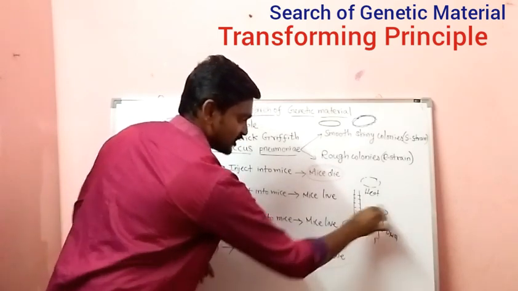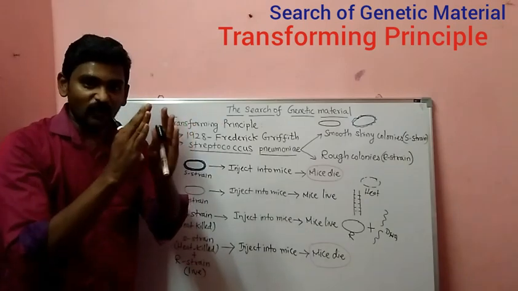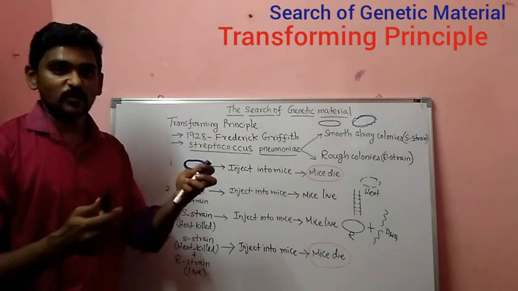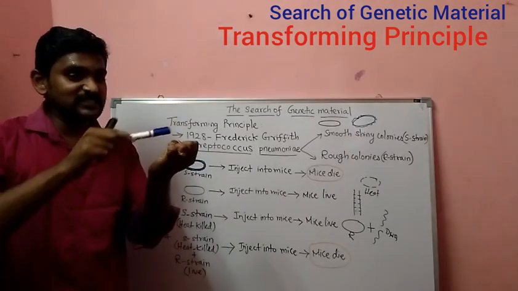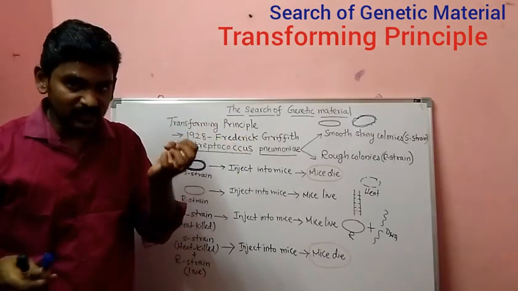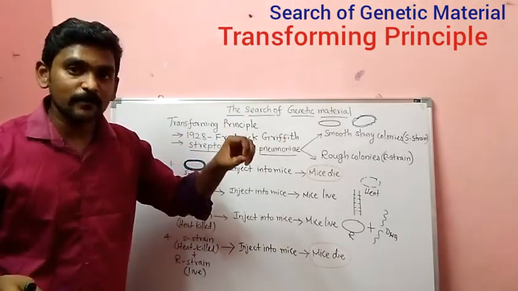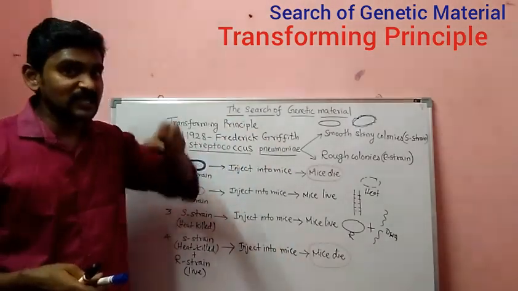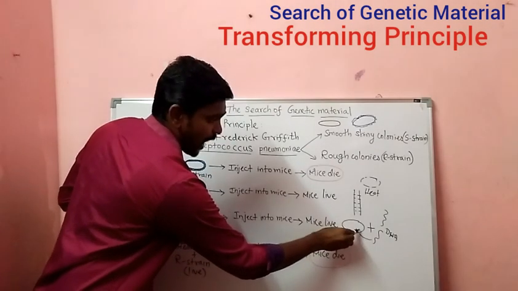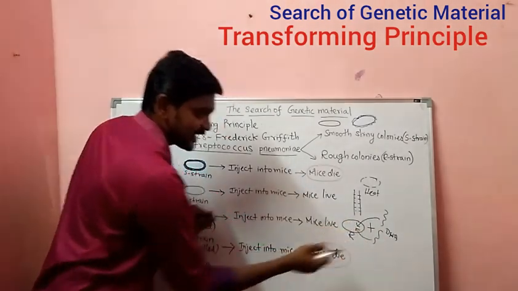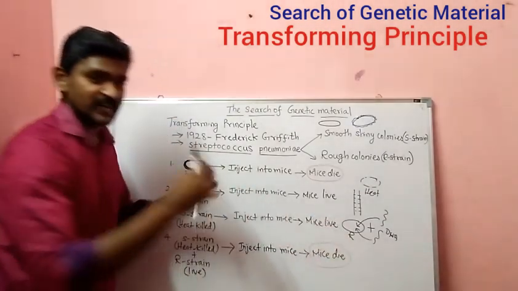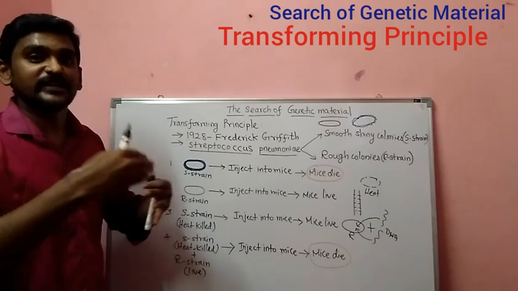So when they are mixing these together in a single flask, what will happen? This bacteria has some nature. What does that mean? They will take up the DNA from the surrounding medium. To put it simply, if you take a cotton and put it in water, what will happen? The cotton will absorb the water. Similarly here also, this bacteria will take up the genetic material, that is the DNA, inside them. So after taking it, what will happen? This R strain will be transformed into S strain.